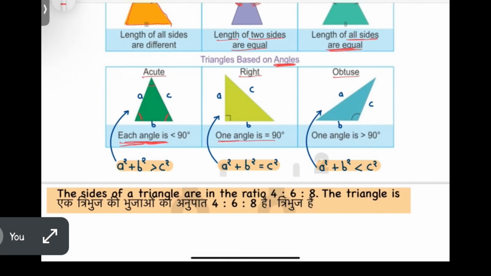If one of the angles is 90 degrees, we call it a right angle triangle, because remember, 90 degrees we call a right angle. Okay, so that's the name we get it from. And next is the obtuse angle triangle. If one of the angles is more than 90 degrees, we call it an obtuse angle triangle.